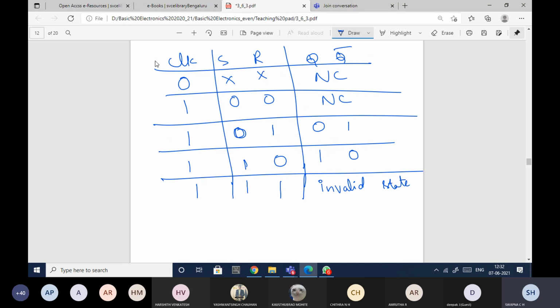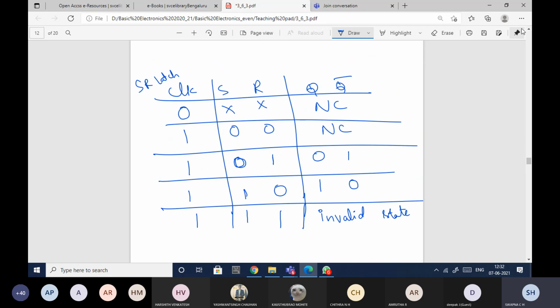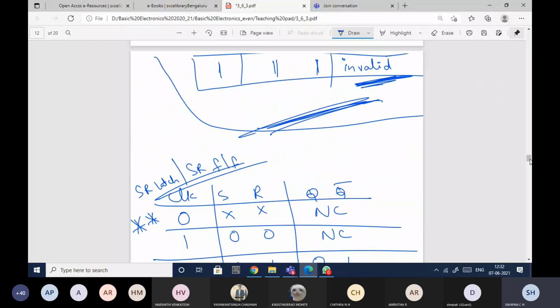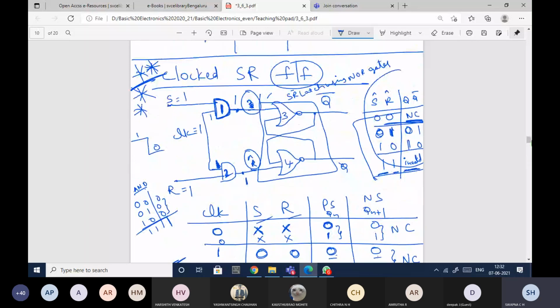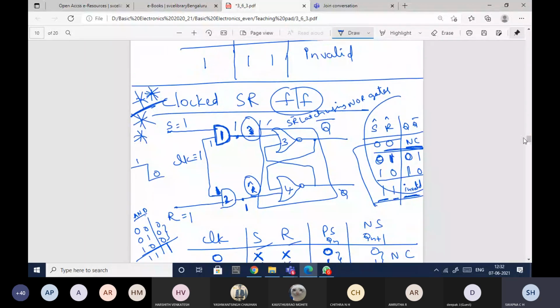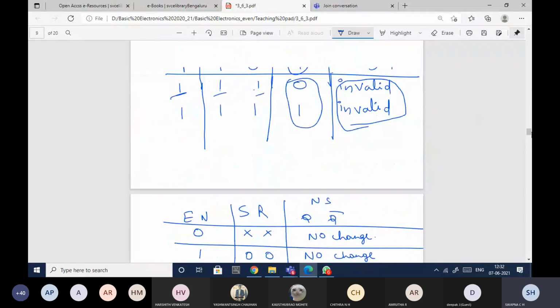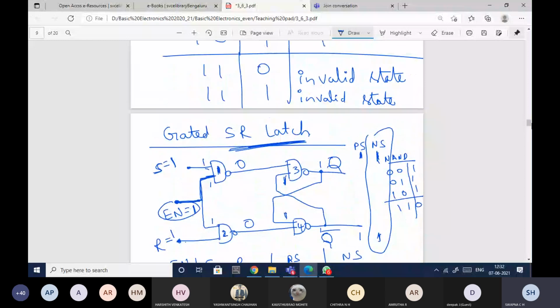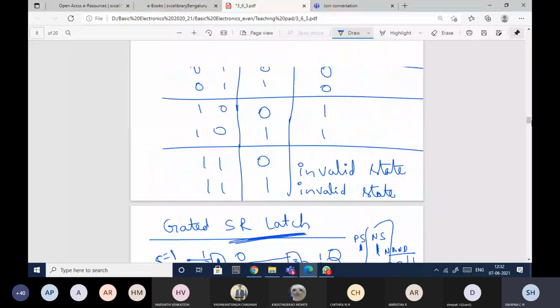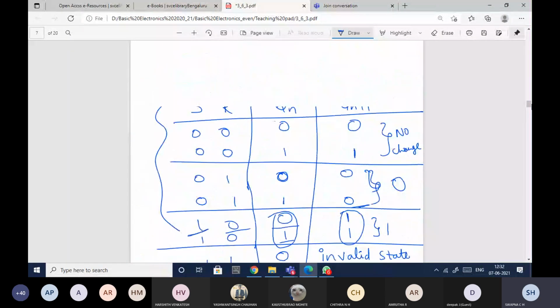Okay, so this is the truth table of the SR latch as well as the SR flip-flop. This is a very important circuit as well. When you are memorizing, you may miss how to see here: we have just used one additional AND gate. So when you are memorizing the circuit, you need to memorize it properly. This is one of the important questions.